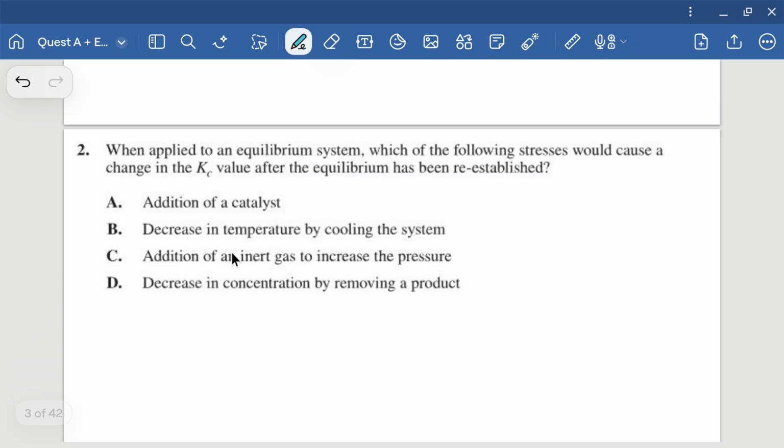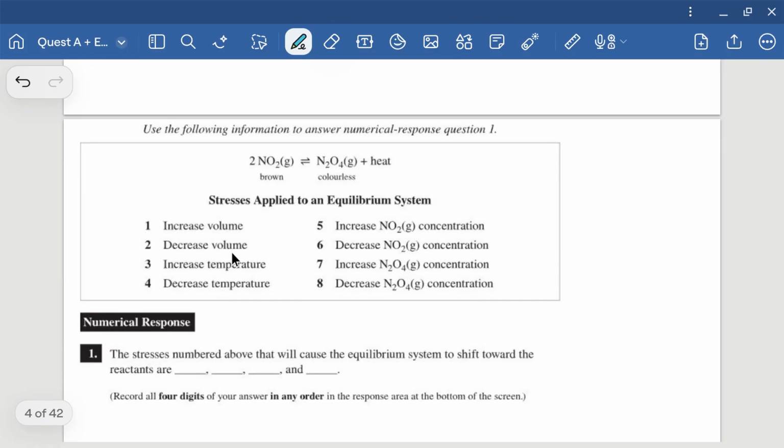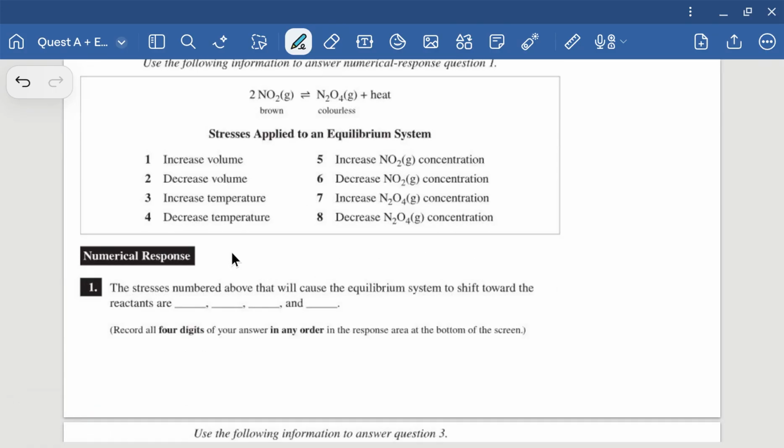Question number 2 is another theory question. When you are in equilibrium, which of the following stresses will cause a change in Kc after equilibrium has been reestablished? So we can stress a system, but nothing affects Kc except temperature. So you're going to go through and find the one distractor that has temperature. The rest will not matter. Catalysts don't affect Kc, adding an inert gas does not affect Kc, and adding or removing products does not affect Kc.